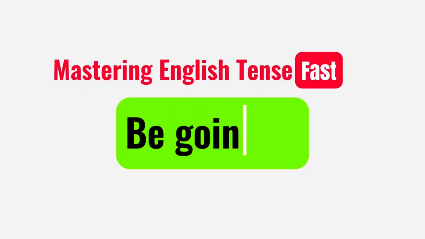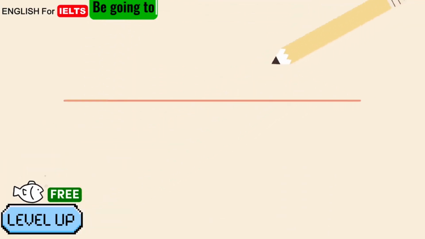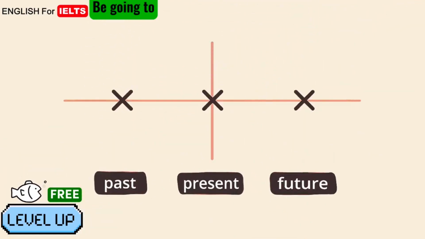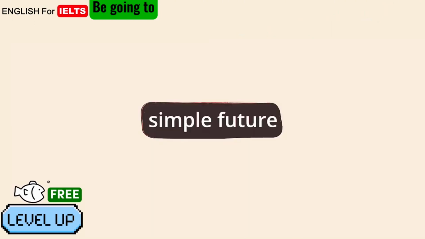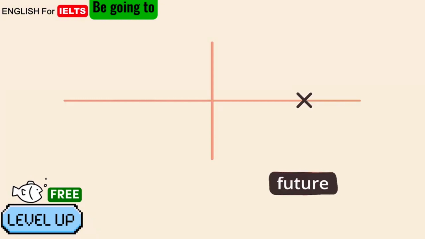Simple future with be going to. What are verb tenses? Verb tenses show the time that an action takes place. The simple future is a verb tense. We use the simple future tense for actions that will happen at a future time.